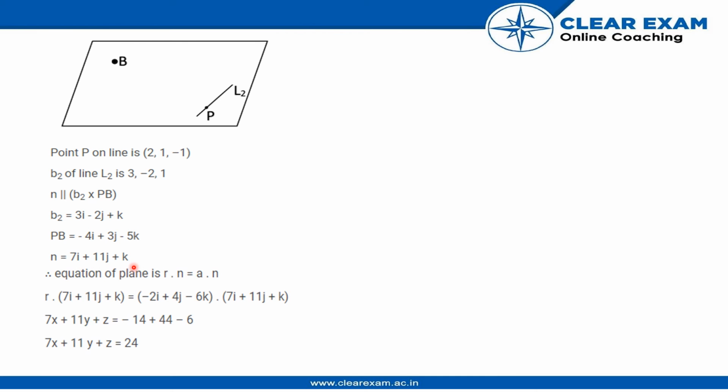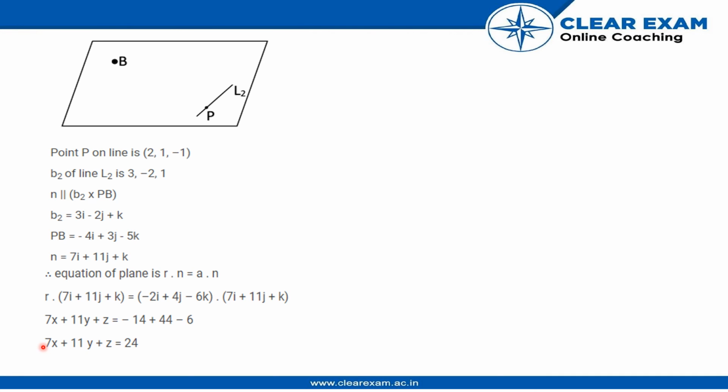So therefore we have the equation of the plane as r · n = a · n. Now substituting these values, we get the constant: r · (7i + 11j + k) = (−2i + 4j − 6k) · (7i + 11j + k). On taking the dot product, we get 7x + 11y + z = 24. So therefore we now have the equation of the plane.